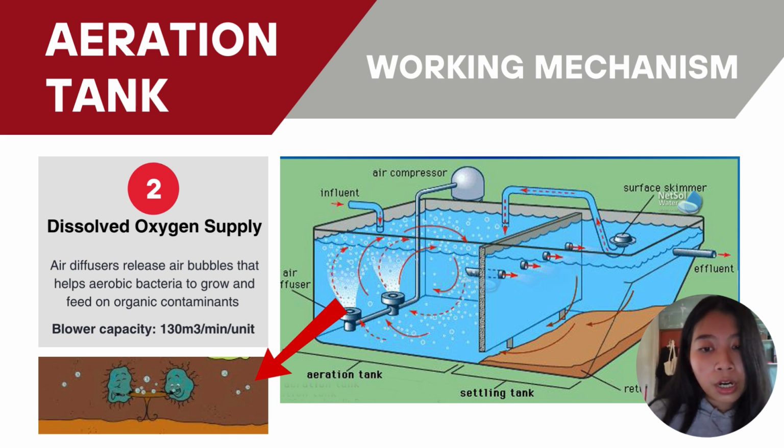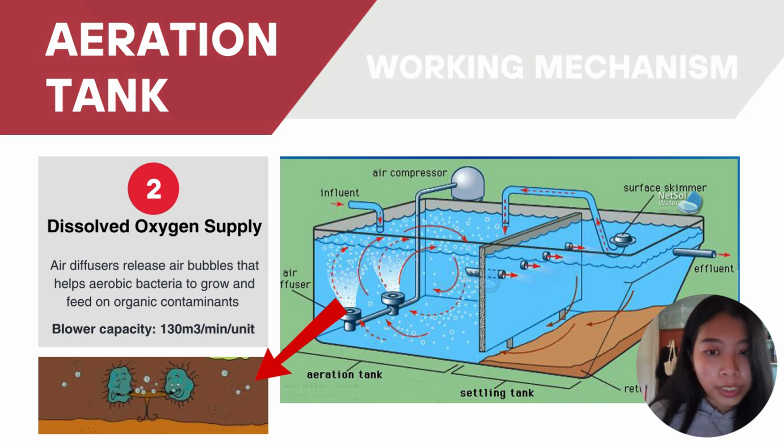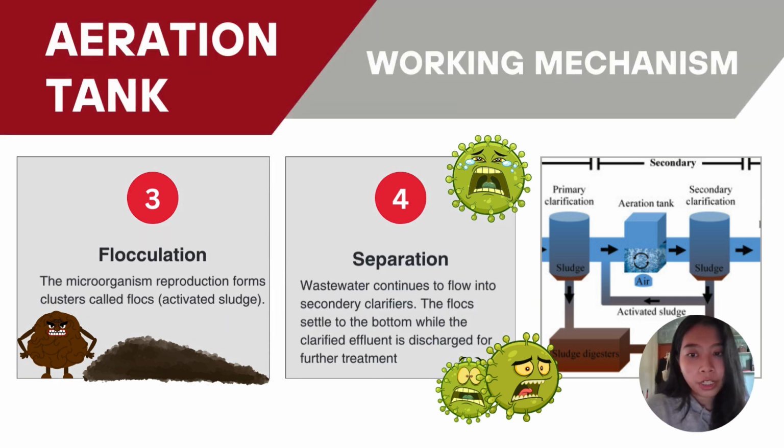In the wastewater treatment plant, the air capacity used by them was 130 meter cubed per minute per unit. The reproduction of microorganisms and interaction with organic matter will produce clusters of floc, or activated sludge. The wastewater alongside this floc will be transferred to the secondary clarifier for further separation. The activated sludge, due to gravity, will settle down at the bottom of the tank, meanwhile the clarified water will be transferred to the next unit operation.